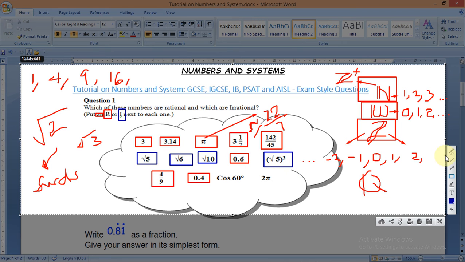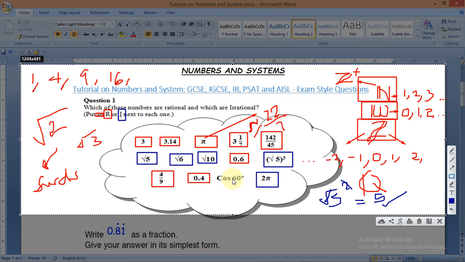Guys, if you are given something like root 5 squared, even though 5 is not a perfect square, this square root will cancel out this square, so you end up with a counting number. So this will be a rational number. But anytime you have an irrational number raised to an odd power, then it will be irrational. But if it is raised to an even power, then it will be rational. Okay, so finally, this is also irrational.